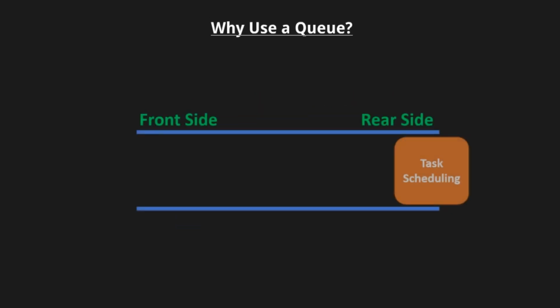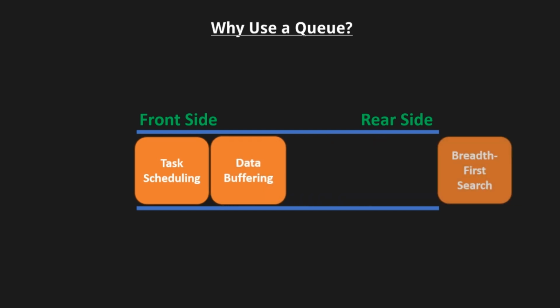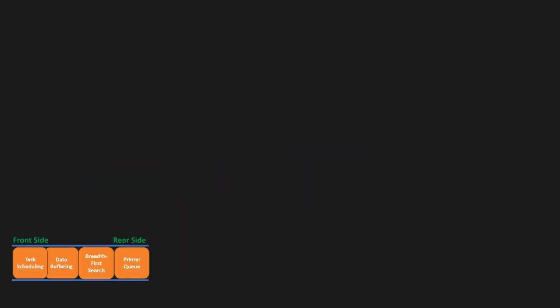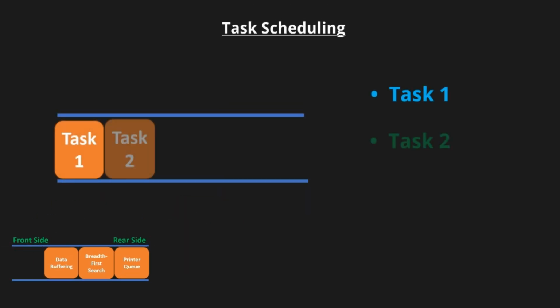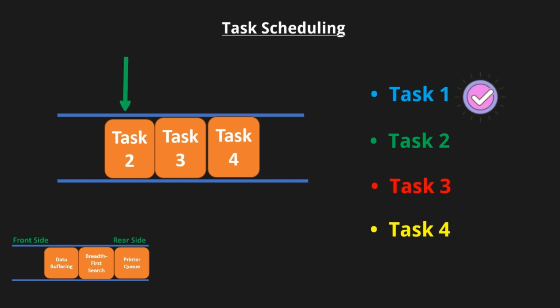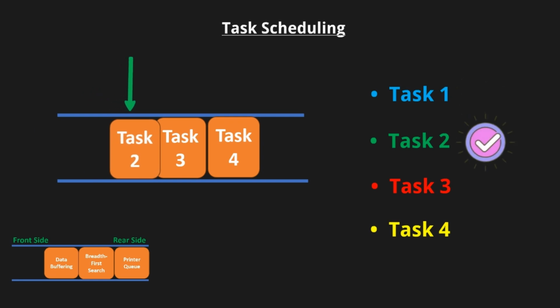Queues are essential in many computing scenarios, ideal for situations where tasks or data need to be managed in a first in first out order. Queues are perfect for task scheduling, ensuring tasks are processed in the order they arrive. This maintains fairness in the system, but it isn't always efficient. More on this in the next section.